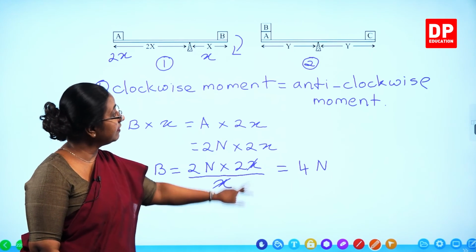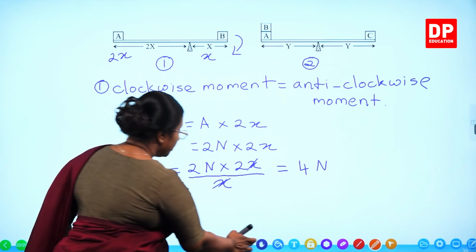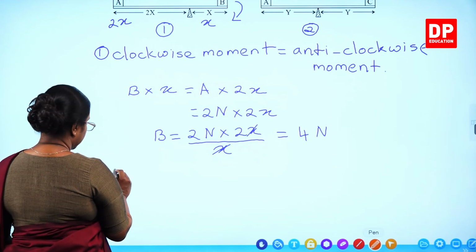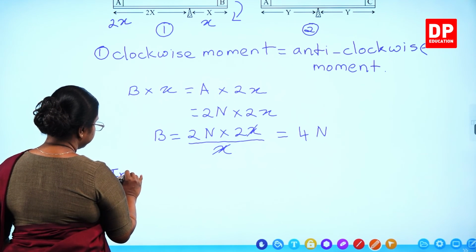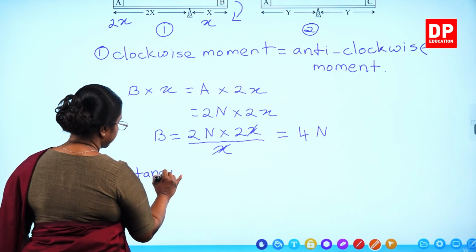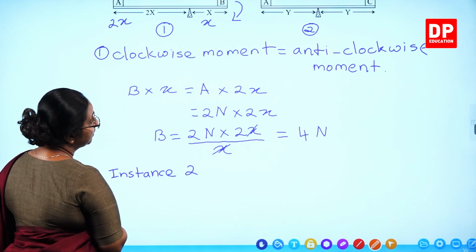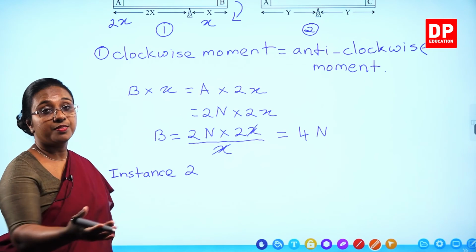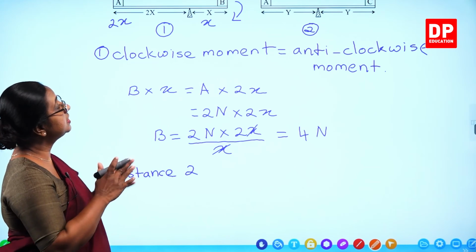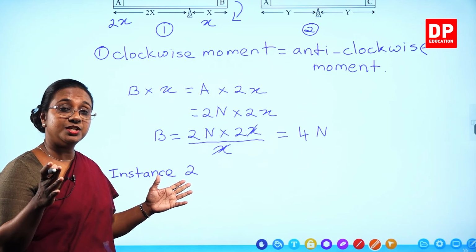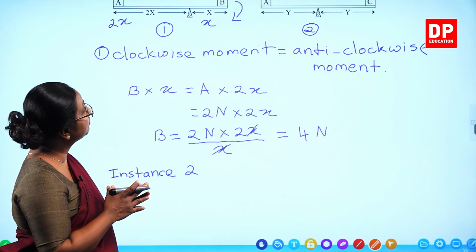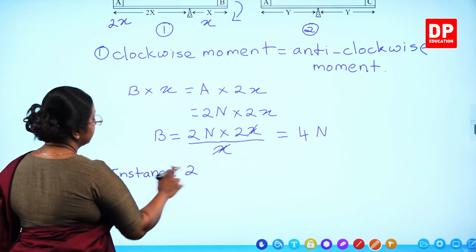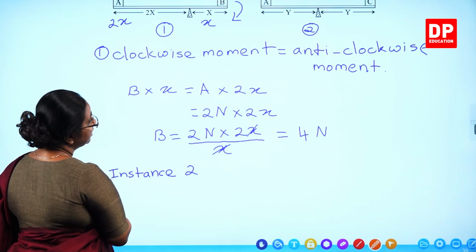Then we need to find the weight of object C. So what happens there? Instance 2. What happens there? A and B are together, whereas C is on the other side. There, of course, the distances are same. So, obviously, the sum of weights of A and B should be equal to the weight of C. So, instance 2, if you want, you can write this and show.